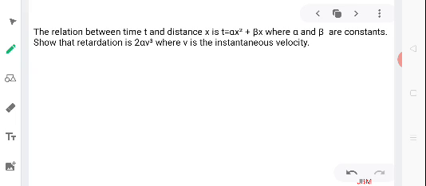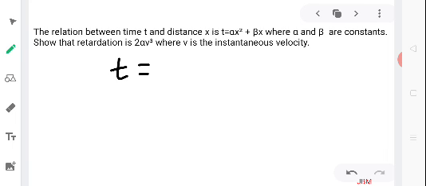We are having the expression for time, and it is related with the distance traveled x as alpha x square plus beta x, where alpha and beta are constants. We have to prove that the retardation is 2 alpha v cube, where v is the instantaneous velocity. Simple. So we have to differentiate the value of x in order to find out what is velocity, and then we can find out what is acceleration. So let us begin with the given expression.